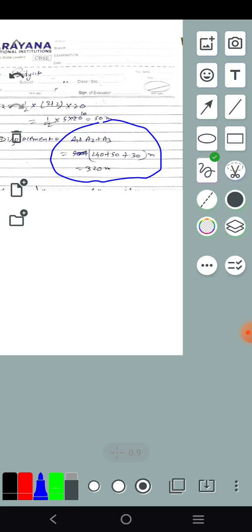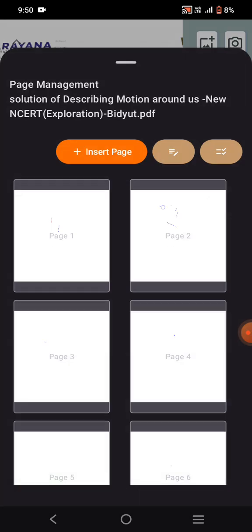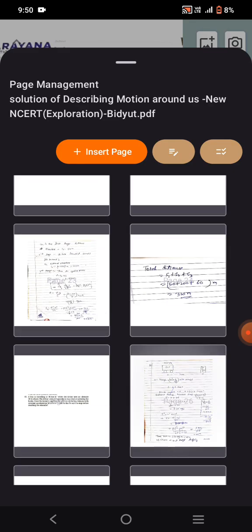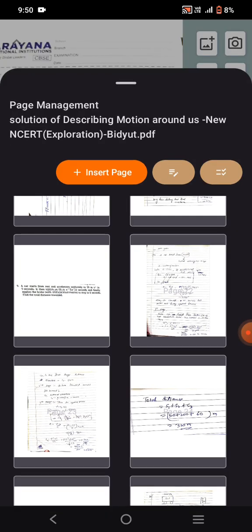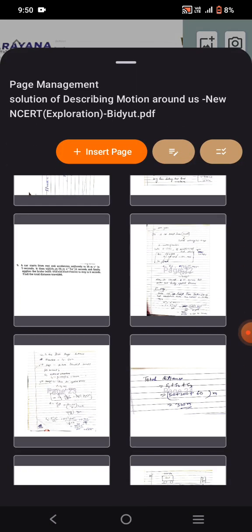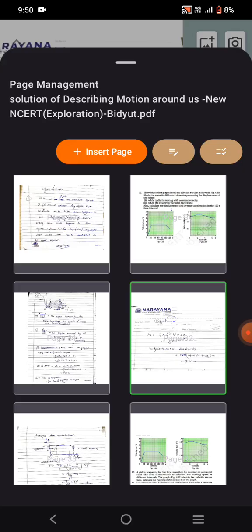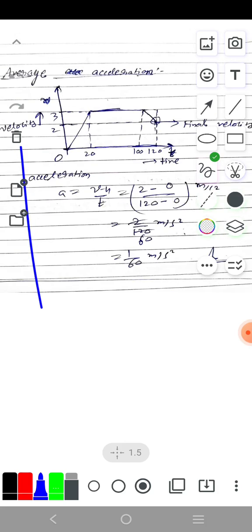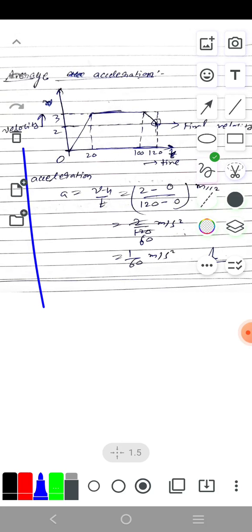The average acceleration formula we know: change in velocity by change in time. Let me go to the solution. See here, change in velocity means final velocity minus initial velocity, divided by time. Here the final velocity is 3 meters per second and the initial velocity is 2 meters per second.